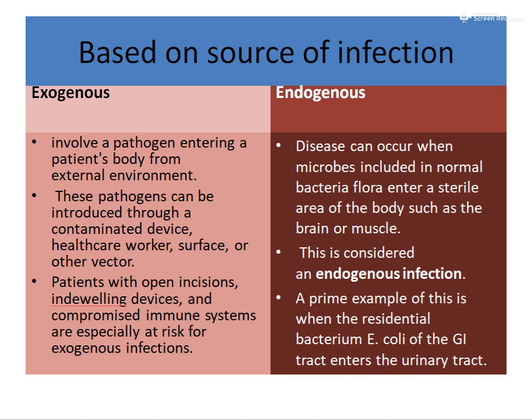So if these bacteria happen to enter the brain or the muscle and cause an infection over there, that is a case of endogenous infection. So residential bacteria, E. coli of the GI, the gastrointestinal tract, if it enters into the urinary tract and causes an infection, that is an endogenous infection. So I guess you are clear with that.